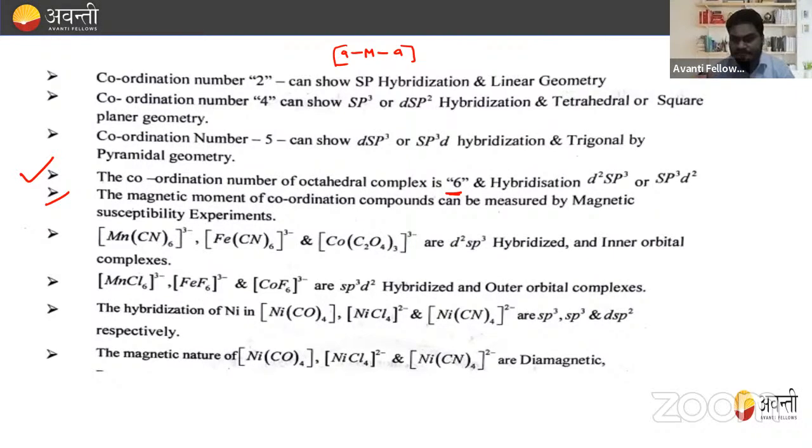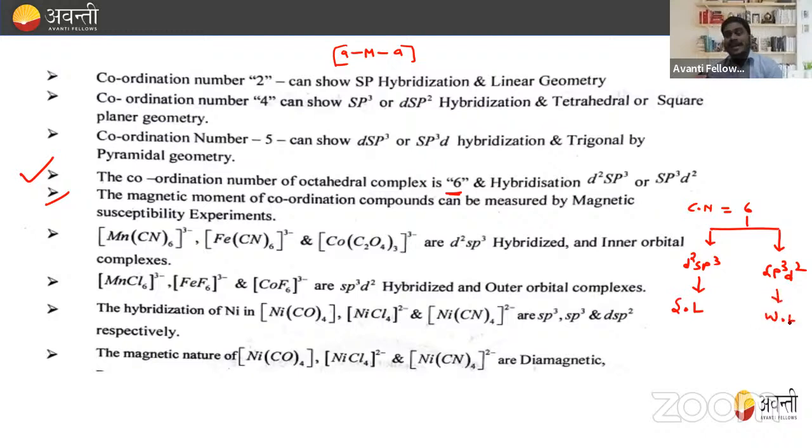Just remember one simple trick here, beta. If the coordination number is 6, right? So it has two types of hybridization, either d2sp3 or sp3d2. Now, if I am talking about d2sp3, when the hybridization becomes d2sp3, beta, when the ligand is strong, whenever in the presence of a strong ligand, the hybridization is always d2sp3. Whereas in case of a weak ligand, the hybridization is sp3d2.